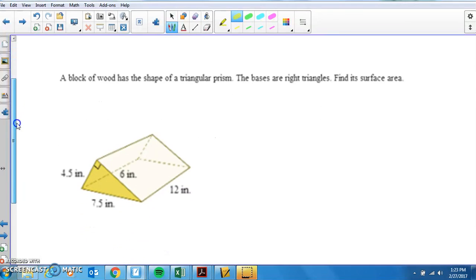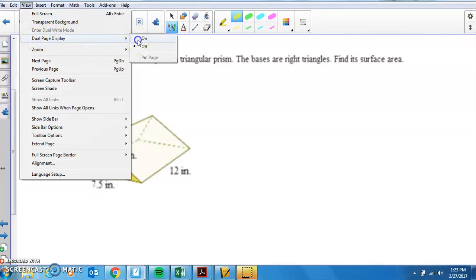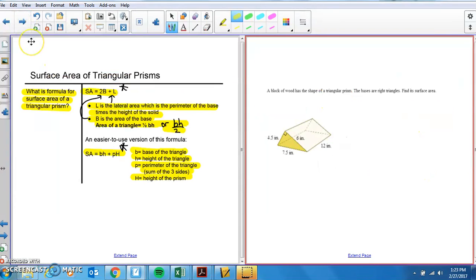All right, so let's look at this shape right here. What I'm going to do is go back and forth just for a second, but first I'm going to split the screen, so I won't necessarily have to go back and forth. So, what I'm going to do is turn this on so that we can see both the screen before it and this particular screen here so that we can have the formula. We know that one formula is surface area equals 2 times the uppercase B, which represents the area of the base, plus the uppercase L, which is the lateral area.